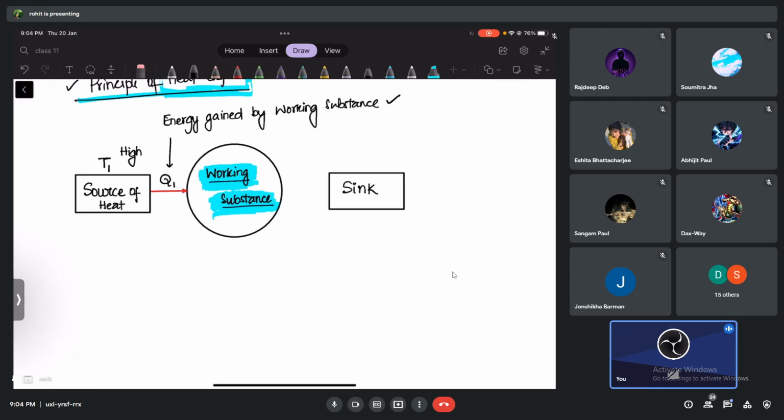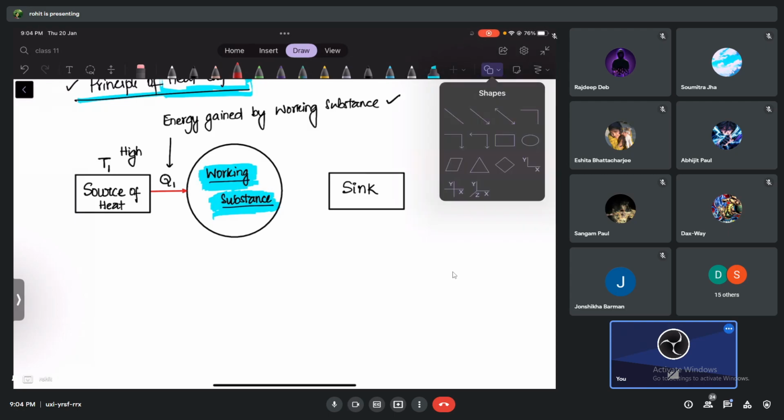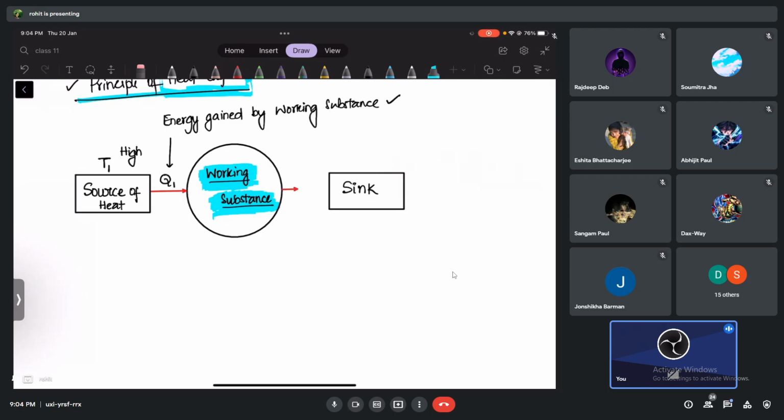Now you think and tell me, the sink, just like the working substance, will be at high temperature or low temperature? Low temperature. Let's call it T2. T2 is low temperature. Don't forget this.